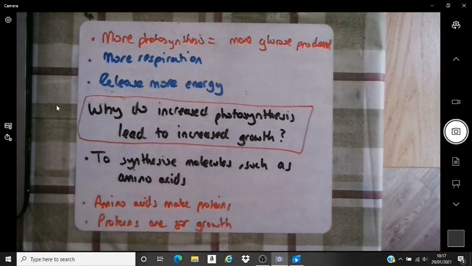Photosynthesis does lead to growth, but it's not straightforward. It's not a 1 mark question. You have to link photosynthesis to respiration, link that to energy release, link that to the building of large molecules, amino acids, into proteins, and have the idea that proteins offer growth and repair. Whew, that's grade 9 for you. Good luck with that one.